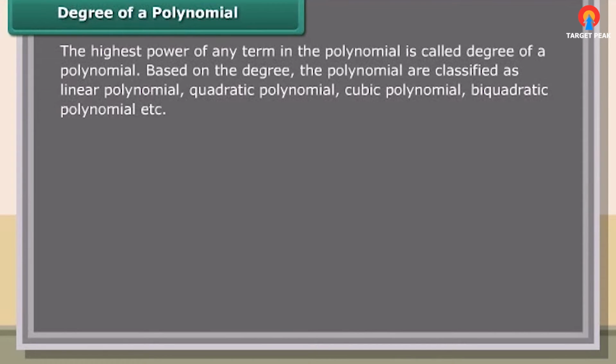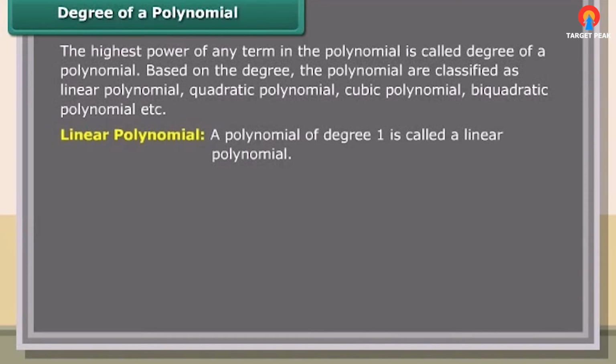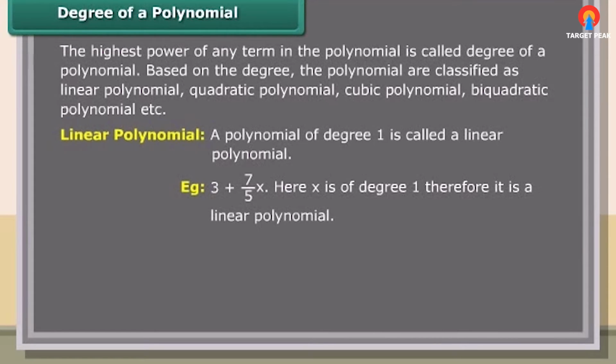Degree of a polynomial. The highest power of any term in the polynomial is called degree of a polynomial. Based on the degree, the polynomials are classified as linear polynomial, quadratic polynomial, cubic polynomial, biquadratic polynomial, etc. Linear polynomial. A polynomial of degree 1 is called a linear polynomial. Example: 3 plus 7 upon 5x. Here x is of degree 1, therefore it is a linear polynomial.